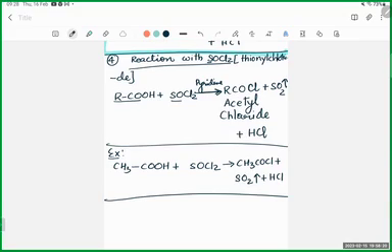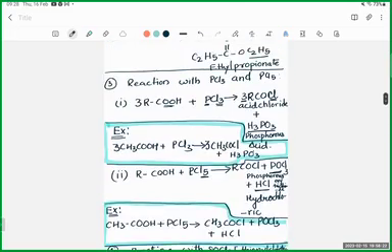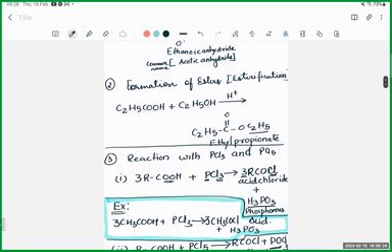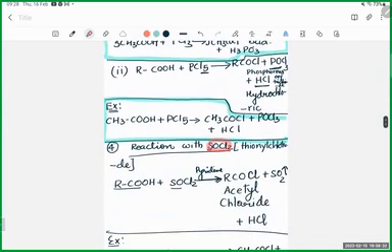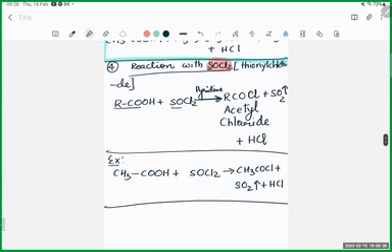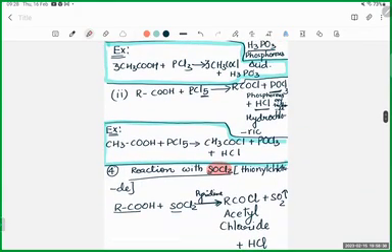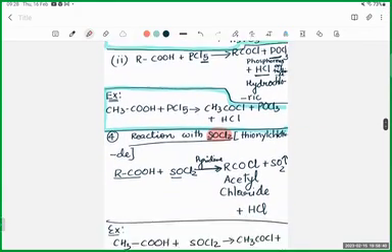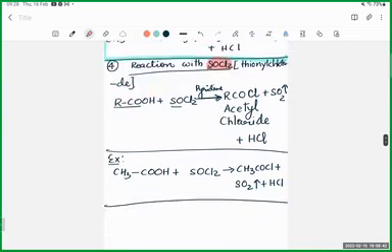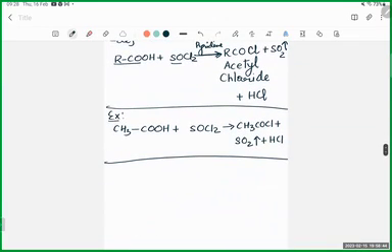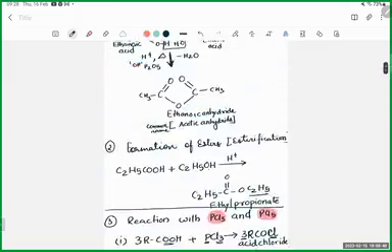Yes, ma'am. So Hridaya, just remember one thing. If we have PCl3, PCl5, and SOCl2, these compounds will be reacting with the carboxylic acid, and they produce the acetyl chloride. That concept is clear, right? Is this clear? Yes, ma'am. It is clear right now.